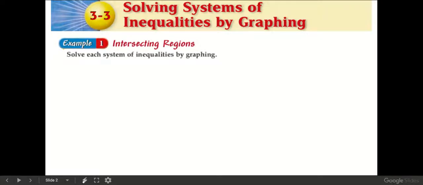Here's an example that says, solve each system of inequalities by graphing. So let's look at the first one, A. These two inequalities create the system: y is greater than negative 2x plus 4, and y is less than or equal to x minus 2.